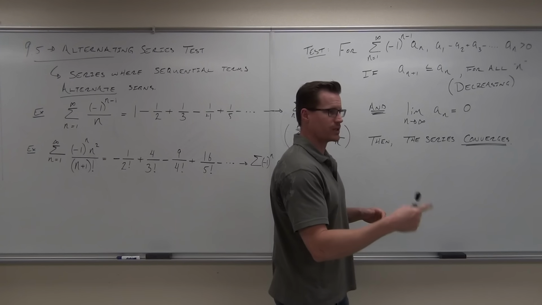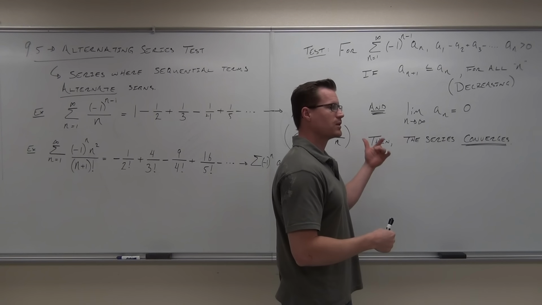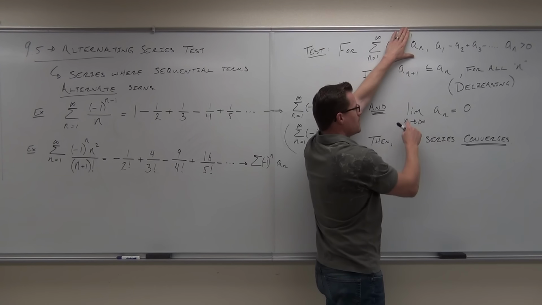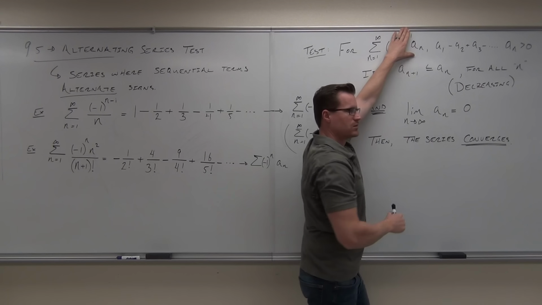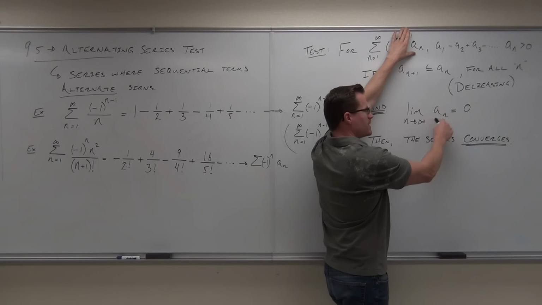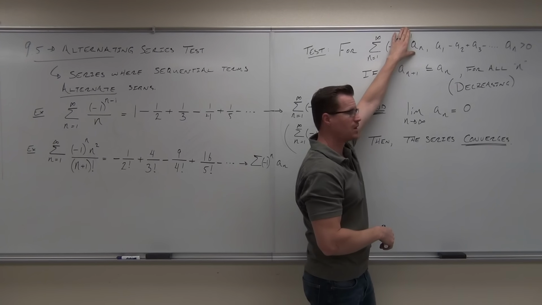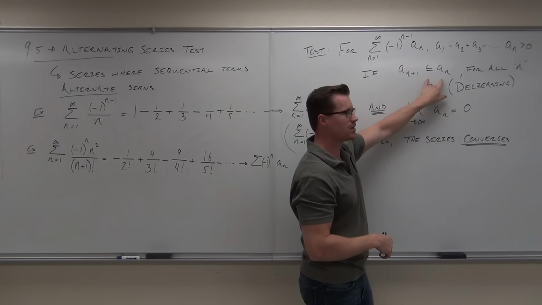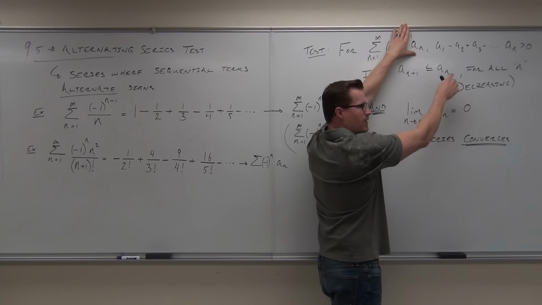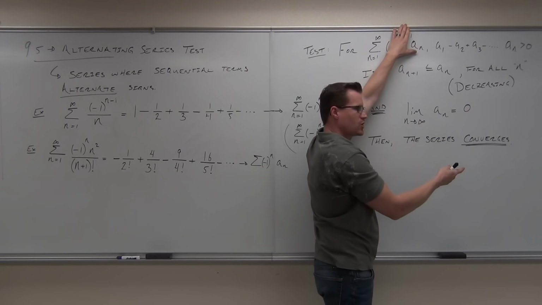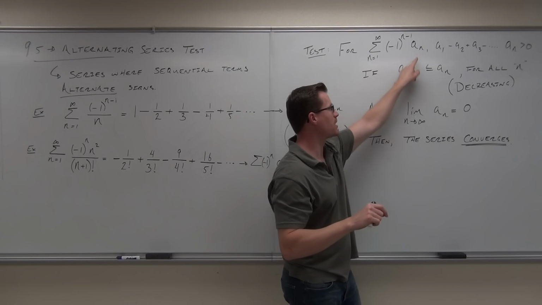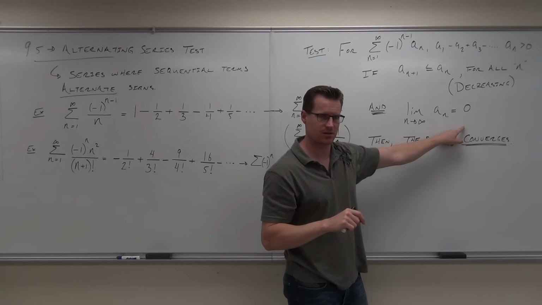If you can verify it's alternating, then all you got to do is look at the limit of your sequence of positive terms. Look at your a sub n. If the limit of a sub n equals 0, well, you know what? We do that anyway, don't we? That's a divergence test. So if the limit of a sub n equals 0, it says, hey, you might not be divergent. If the sequence of positive terms is also decreasing, which is what this says, then you know it's convergent. So all you got to show is that it passes the divergence test as far as the sequence of positive terms is concerned. Does that make sense to you?